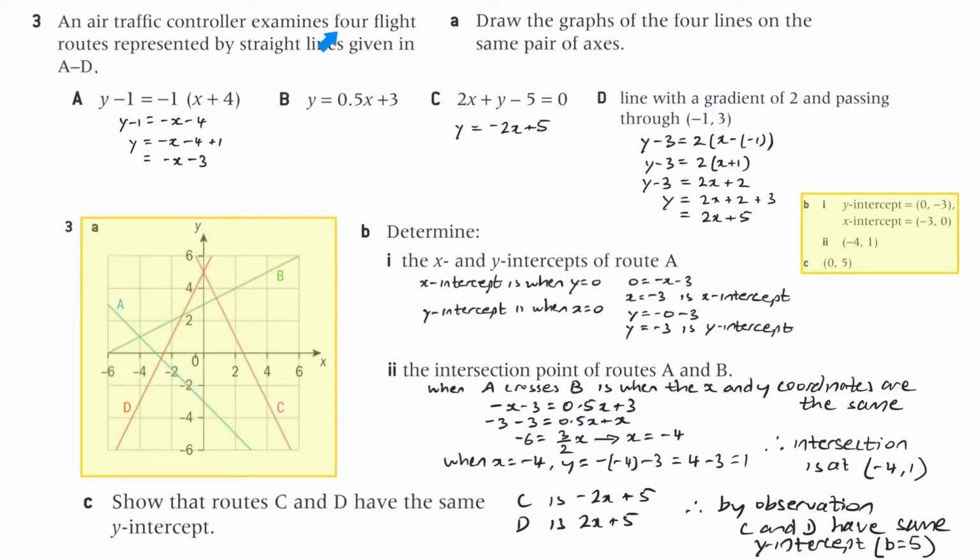3, an air traffic controller examines 4 flight routes represented by straight lines given in A to D. Draw the graphs of the 4 lines on the same pair of axes. Now, I've taken that from the back of the book, but we've worked these into y equals mx plus b to make it easier. That was already there, that's now like that, and that's that one. I double checked these in the back of the book, and they're okay.